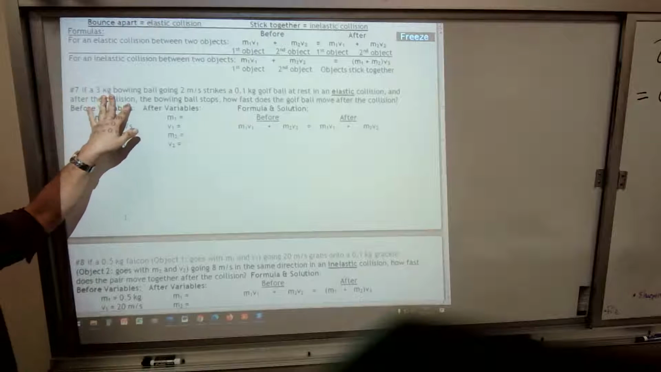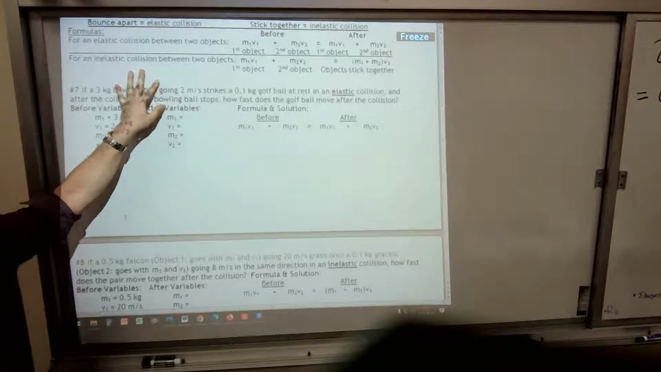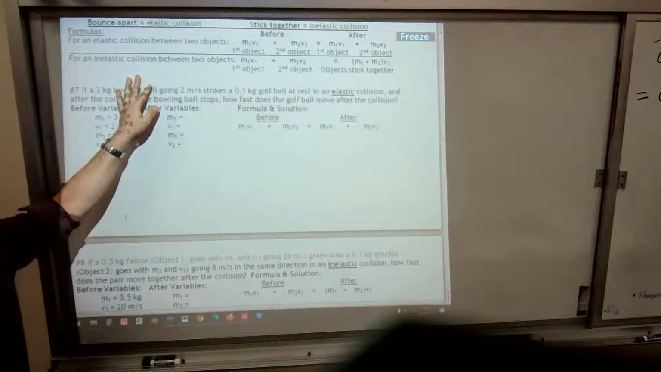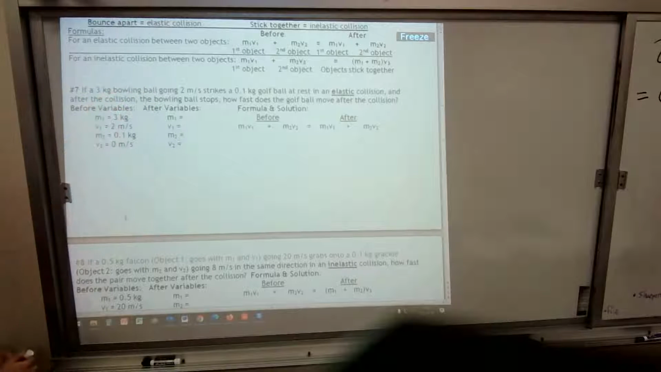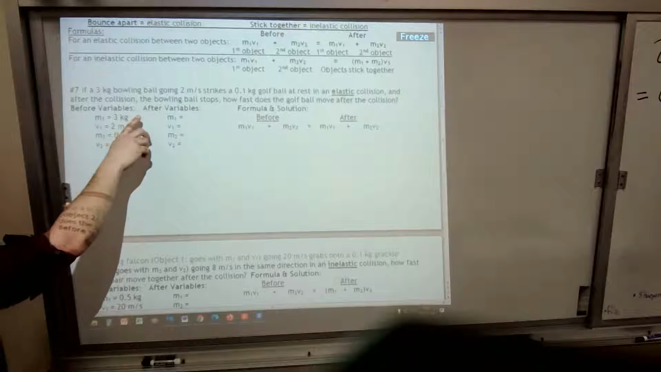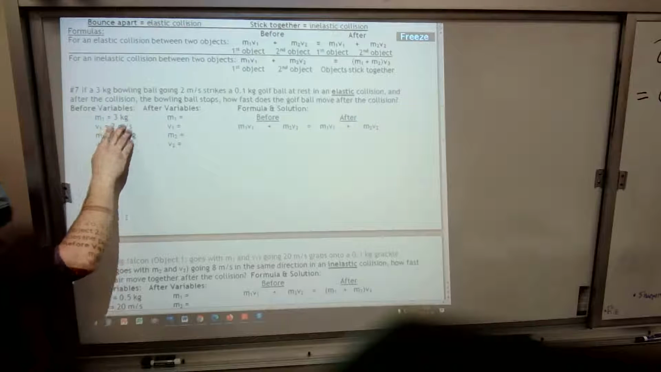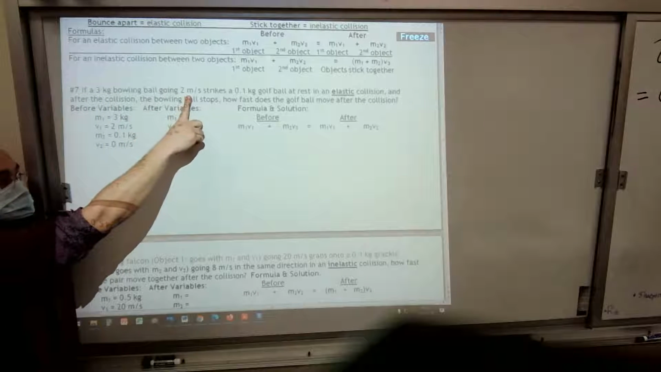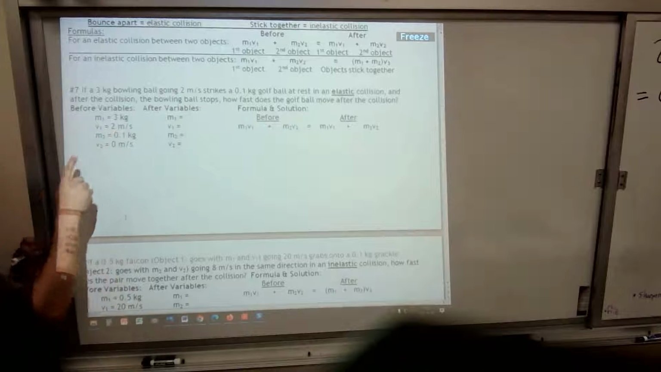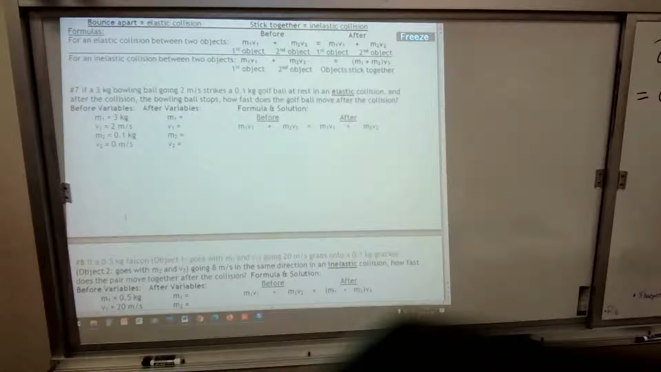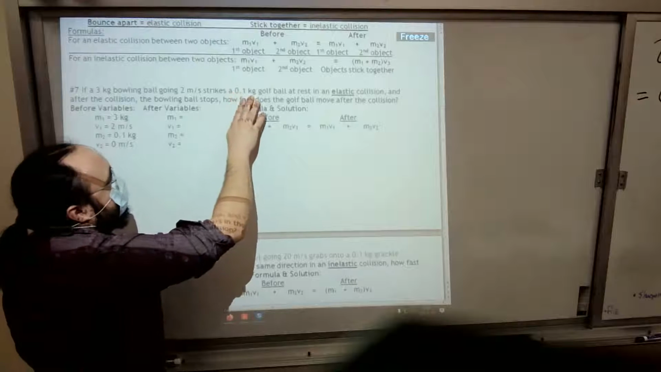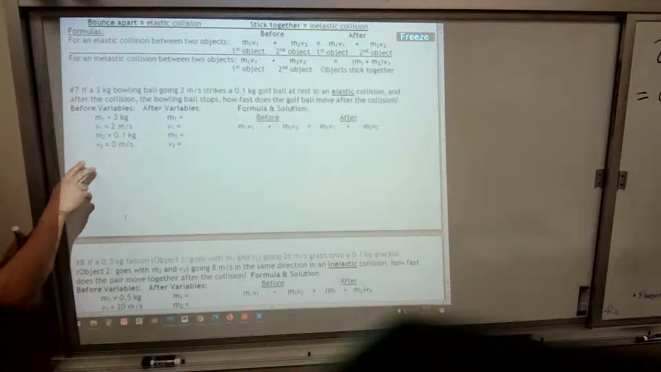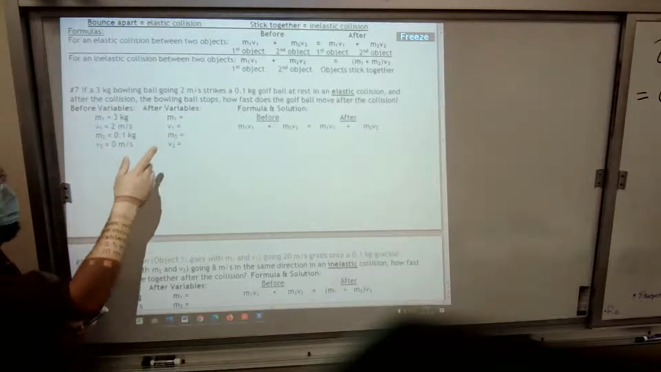So if you have a 3 kilogram bowling ball going 2 meters a second, that's the first object it talks about. It doesn't really matter which one is M1 and which is M2, but because I mentioned it first, I'm going to say that this is M1, 3 kilograms. M1 and V1 both are with object 1. This is the mass of object 1. This is the velocity of object 1, so V1 is 2 meters per second. The other object just says it strikes a 0.1 kilogram golf ball at rest. So M2 is 0.1 kilograms, V2 is 0 meters per second because it's at rest.